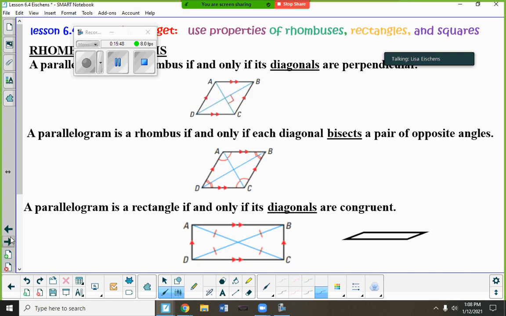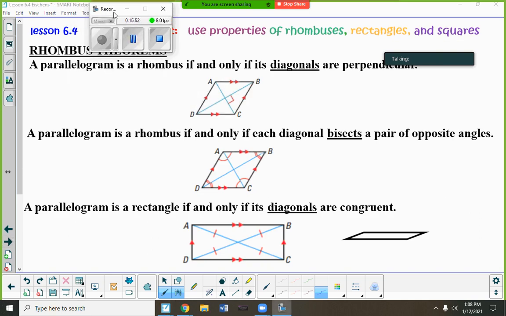All right, next one. We have a few more properties. A parallelogram is a rhombus if and only if its diagonals are perpendicular. Next, a parallelogram is a rhombus if and only if each diagonal bisects a pair of opposite angles. And then I'll let you write the next one down. A parallelogram is a rectangle if and only if its diagonals are congruent.